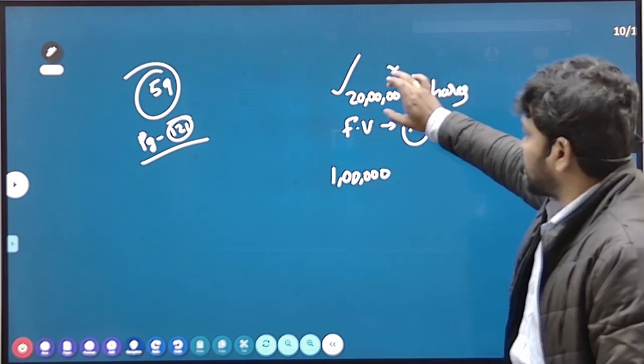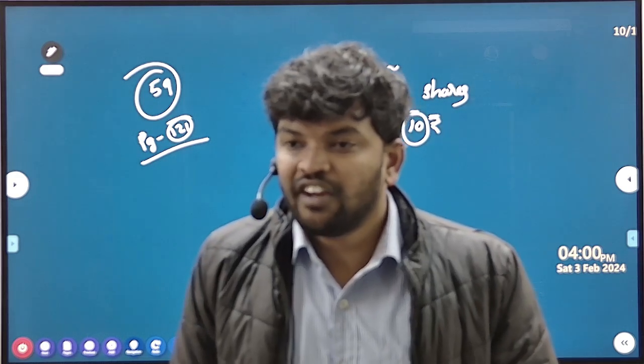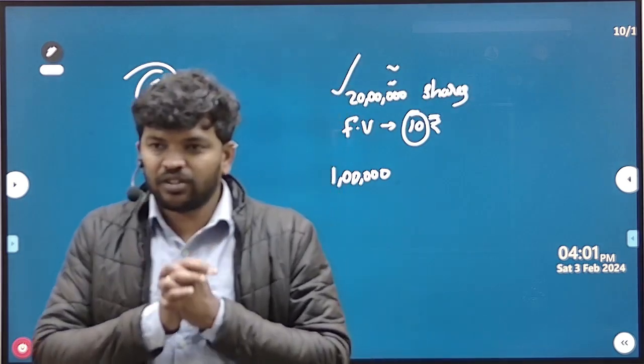The company is issuing 20 lakh shares. He is entering into the agreement for how many shares only? 1 lakh shares, only 5%. This is partial underwriting. Understood?